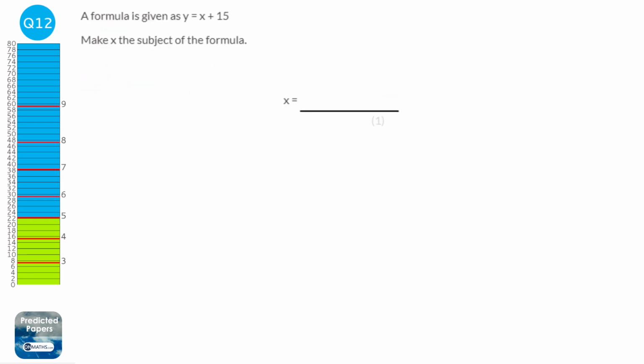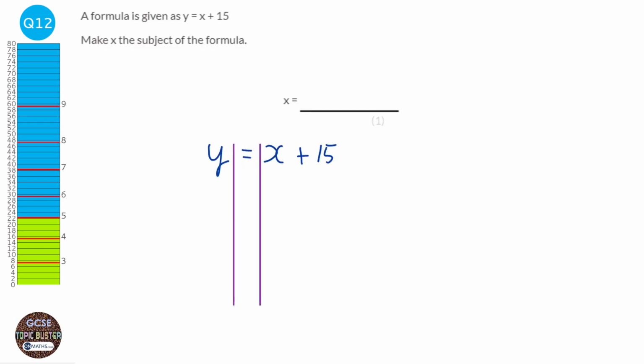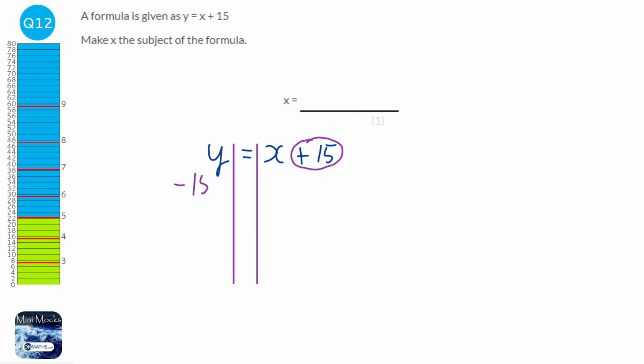So I'm going to write the question out. So y equals x plus 15. And we're told that we want to make x the subject of the formula. Now what that means is we want x on its own. What's stopping x from being on its own? This plus 15. So to get rid of it, we do the inverse, the opposite of plus 15 to both sides. Take away 15.